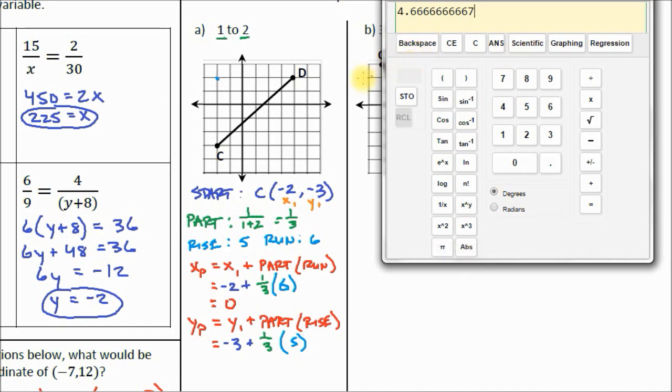We get 4.66. There's something wrong here. Hang on a second. Let me see if I can figure out what it is. 1/3 times 5, negative 3. I want to make sure I actually got that negative in there. Let's try it again real quick. Negative 3 plus 1 divided by 3 times our rise, which is 5. Let's try that. There we go. I must have not put a negative in there to start. Negative 1.33.